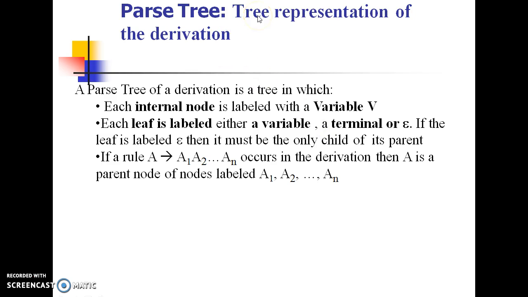Now, a parse tree is a tree representation of the derivation, wherein each internal node is labeled with a variable, and each leaf node is either a variable, a terminal, or epsilon. If the leaf node is epsilon, then it must be the only child of its parent. If the rule A goes to A1 to An occurs in the derivation, then A is a parent node of the nodes labeled A1 to An, as shown in this diagram. Say the grammar definition has the productions S goes to aS, or S goes to SP, or S goes to epsilon.